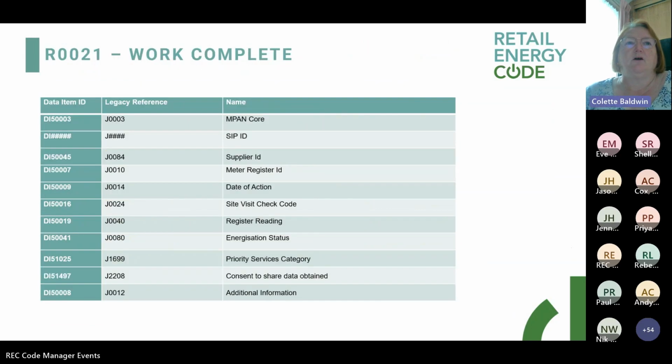So the R21 flow that we proposed in R21 included these data items. So you can see within there was the MPAN core, the SIP ID, the supplier ID, the meter register ID, the date of action, so the date the work was completed, an inclusion of a site visit check code, the register reading, energization status, priority service category, and consent to share data, and then the catch-all additional information flow.